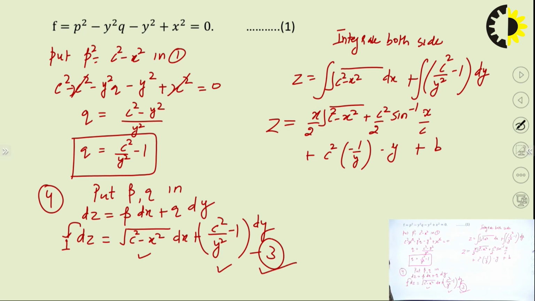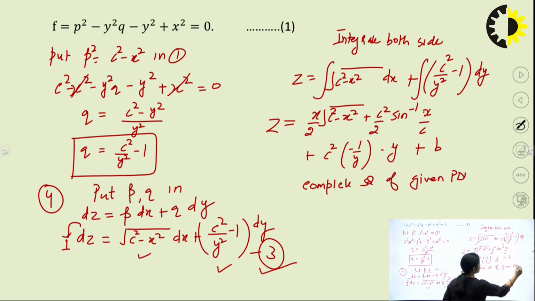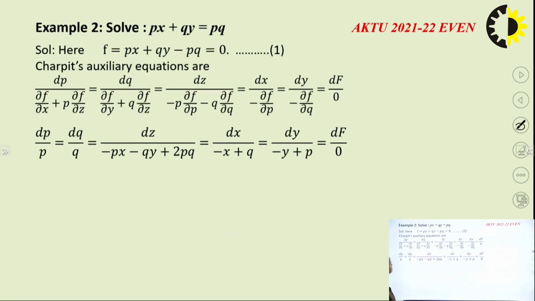We have obtained the solution of equation 3, but actually it is a complete solution of the given partial differential equation. The solution of 3 is a complete solution of the given partial differential equation, which was denoted by 1. So that's all about example 1. Let us discuss some more examples. In this example we have to solve the equation px plus qy is equal to pq.